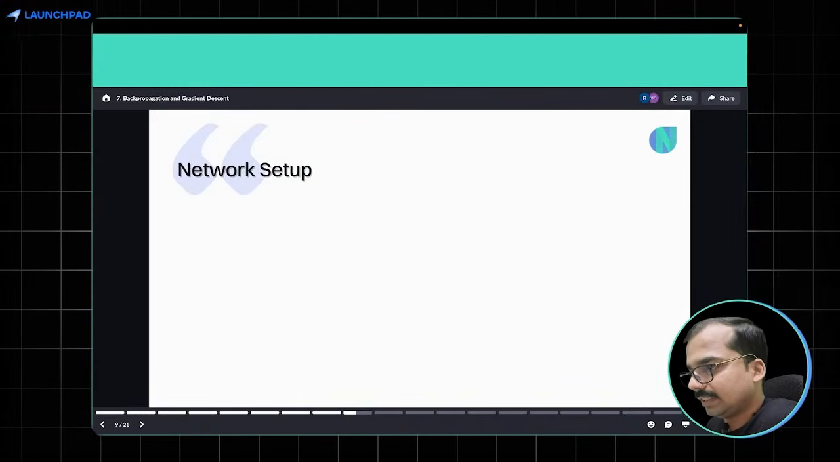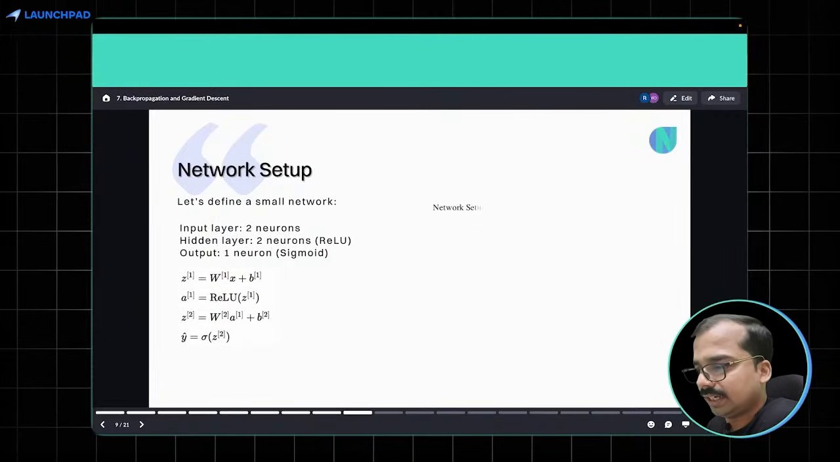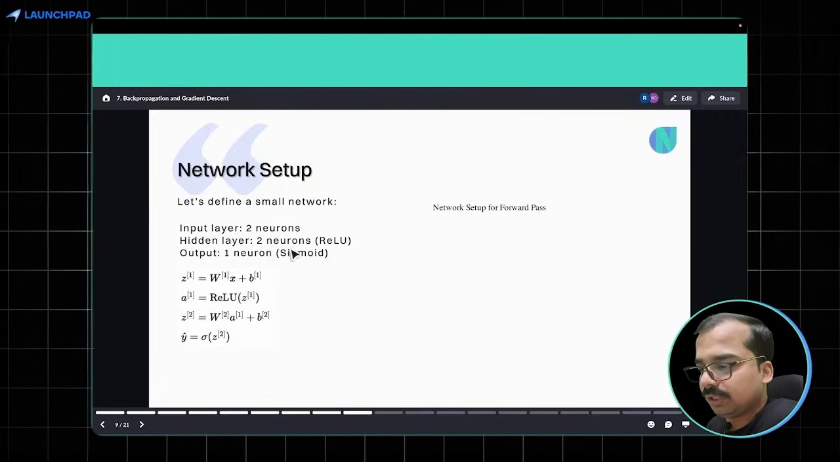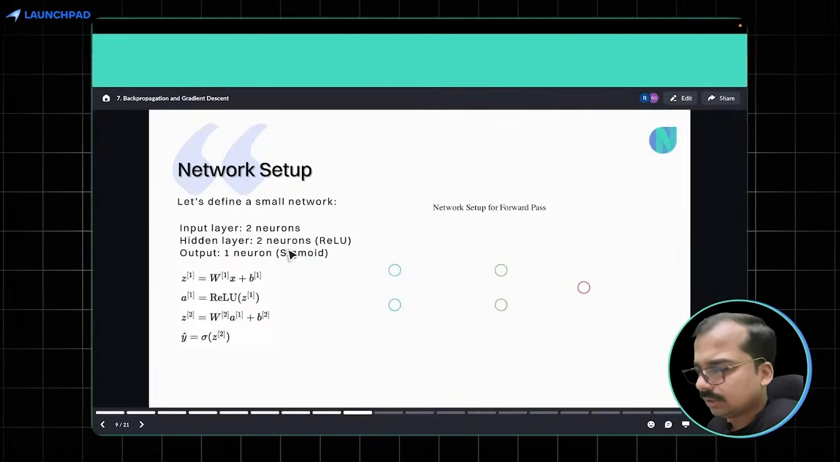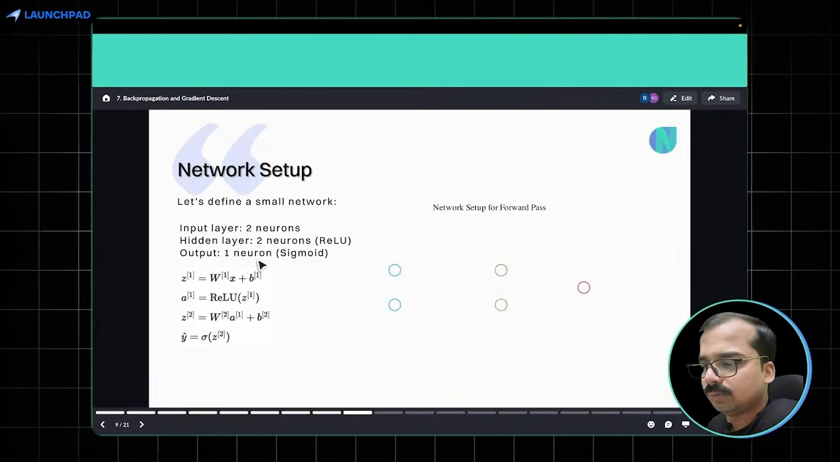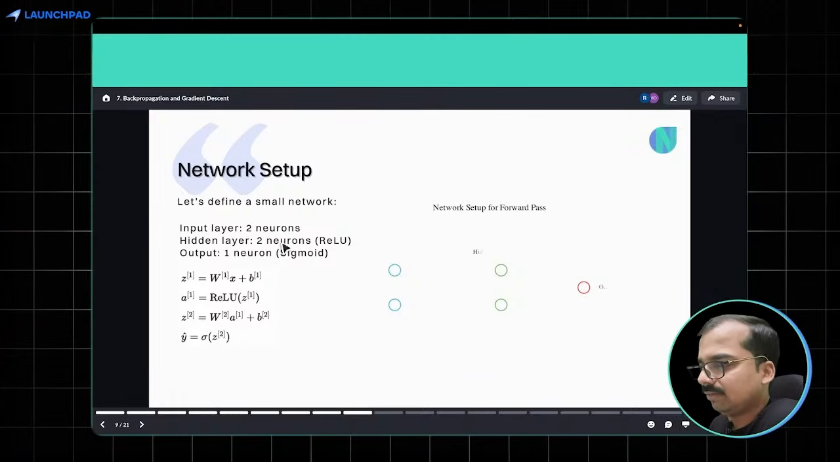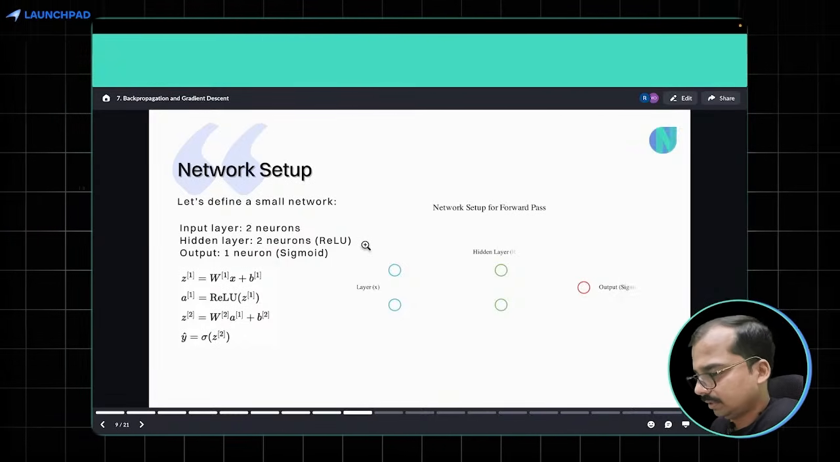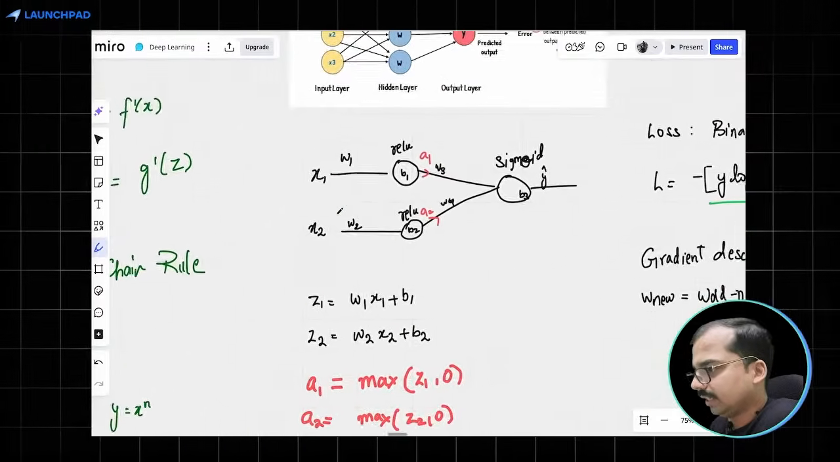Now let's take an example. Let's have one network which has two neurons: two input values, two neurons, and one output, that is sigmoid. And we'll have ReLU activation function in the hidden layer. So let's take this example. I have written this down over here.